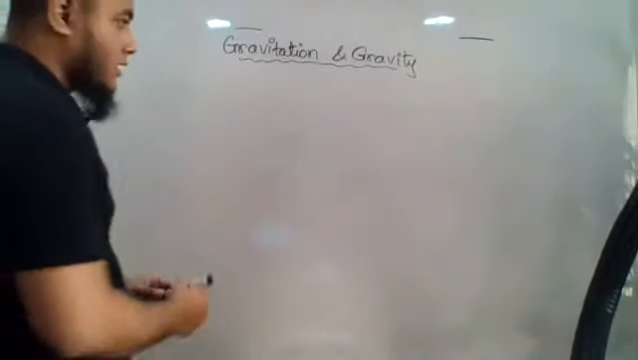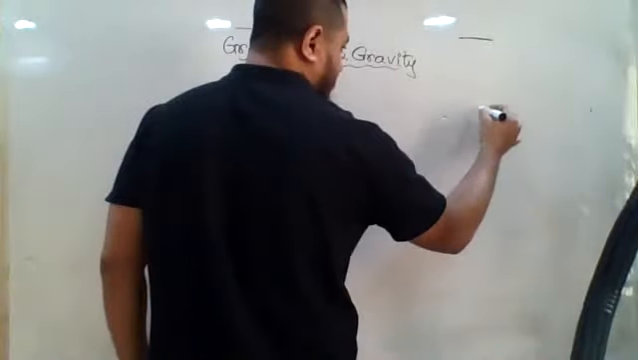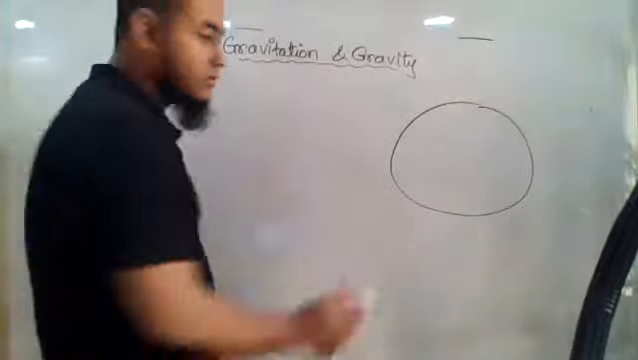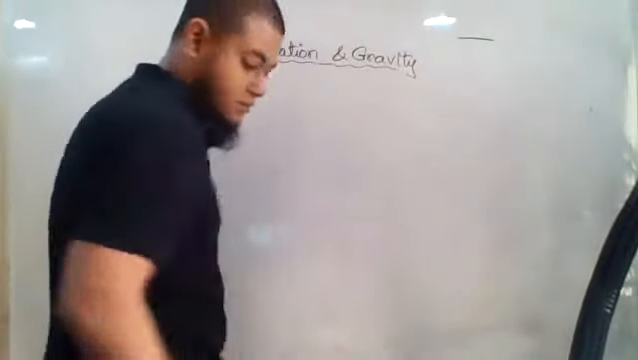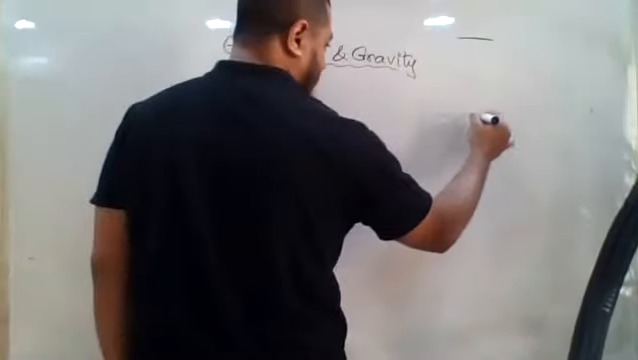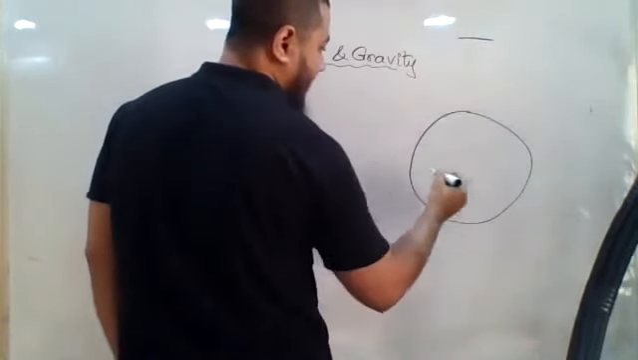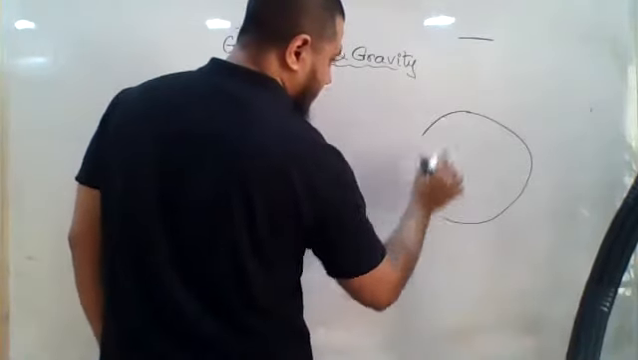We know that Earth is not a perfect circle, rather it is a nice oval shape. Hmm? Oval shape, I think.